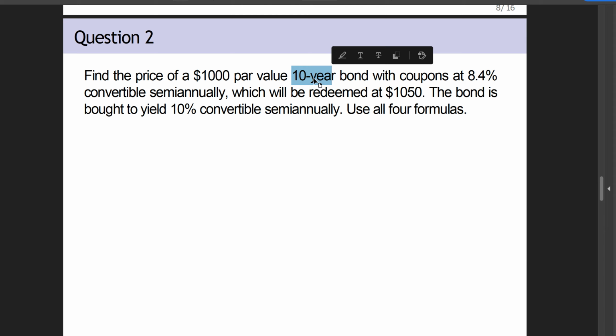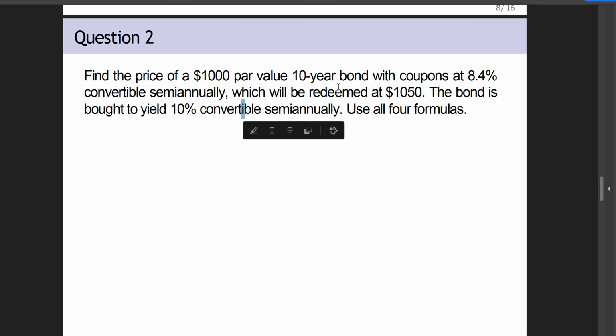So the unit doesn't really matter, it could be years, it could be months, as long as the units all align. So this is a 20-period bond, and these are the interest rates for that period of time. This 4.2% will be the coupon rate for 6 months, and we'll have 20 periods of 6 months, and this will be a 5% yield for 6 months. So as long as the units align, we can always use the formulas.